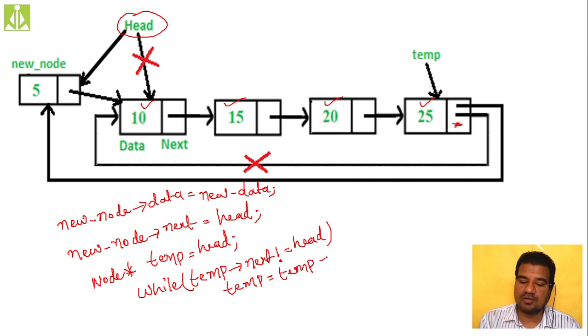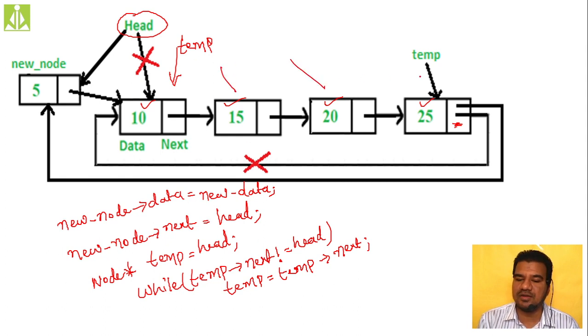So automatically what will happen? Your temporary pointer will start its traversal from the head pointer, because initially we are making it point to head. So your temp will come over here. Then in each iteration, it will come over here, likewise. Finally, it will stop over here.